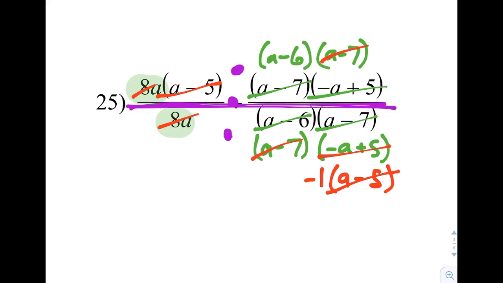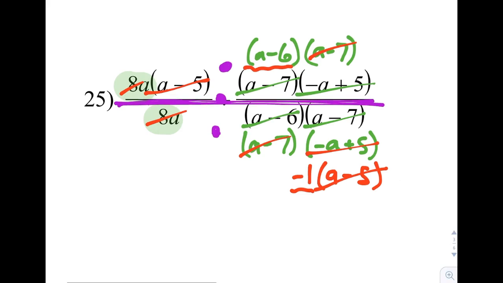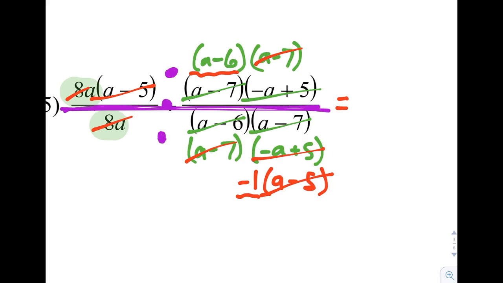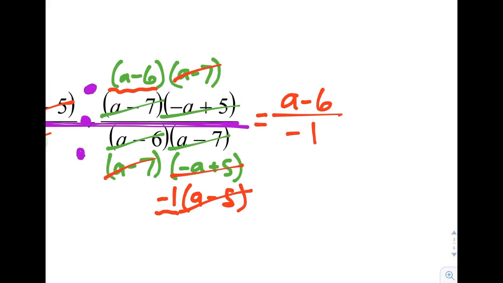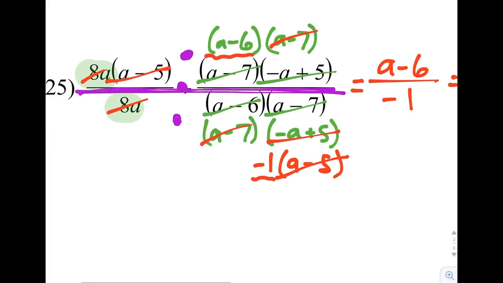When we do all this reducing, we are left with only a minus 6 on top and negative 1 on bottom. And so this fraction reduces to a minus 6 over negative 1. And if you wanted to reduce that even farther, you could divide them each by negative 1, giving you negative a plus 6. So that is another way of writing that that's a little bit cleaner. But that one's kind of a messy one.